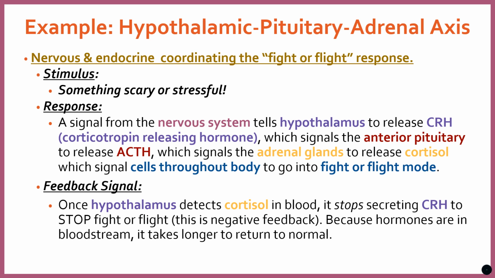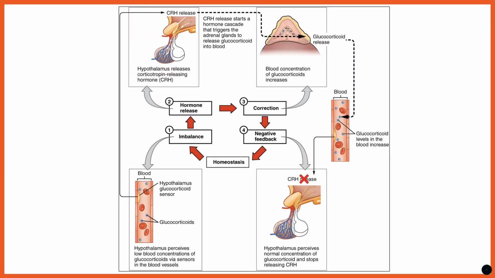This is a negative feedback loop because the hormones are in the bloodstream. It's going to take longer to return to normal, so we want to get that shut down before there's too much. Hormones, just like anything else, you don't want to have too little or too much. You want to have exactly the amount that you need to cause the effect. So I put this just on a diagram. This is everything that I just said, but with images and everything mixed in there too, so that you can see the anatomical structures that all of these steps are passing through.